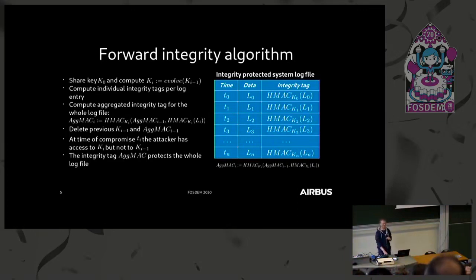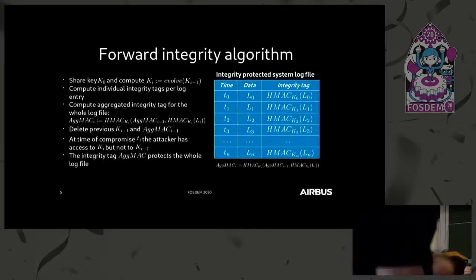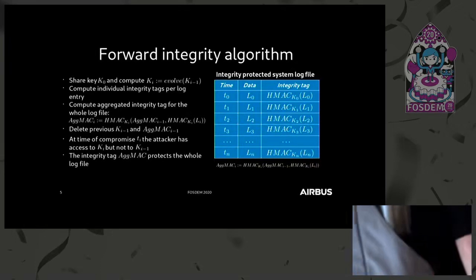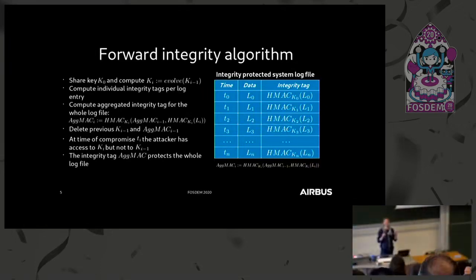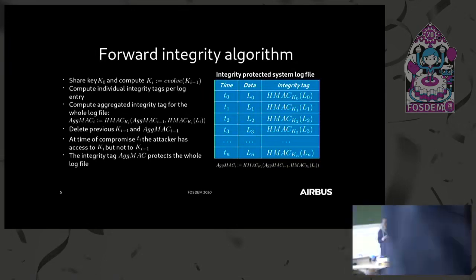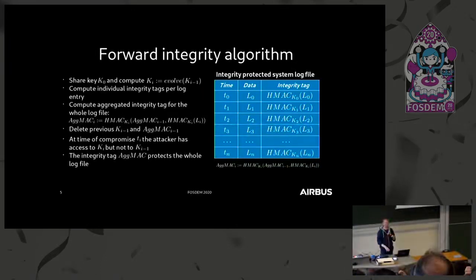What we do is key evolvement. That means that each individual log entry is encrypted with its own key, and the key is then deleted from the system. And this is what gives us the forward integrity. Because the attacker that would compromise our system at a particular instance of time, of course, has access to a key which is stored in the system, but that key doesn't give him any additional information about what was originally encrypted before that compromise.